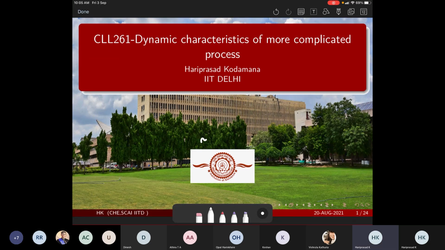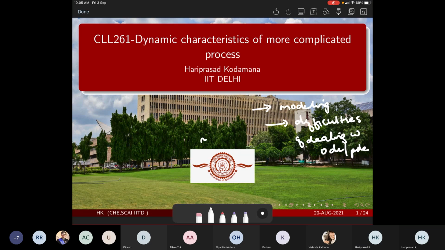So we were progressively understanding what is modeling. Then we understood the difficulties of dealing with ODEs or PDEs. Then we learned the transfer function. Once we looked at the transfer function, we started specifically looking at first and second order transfer functions. This is what we have done till now. So this is again the process dynamics part.